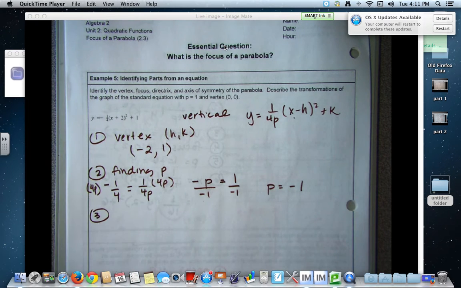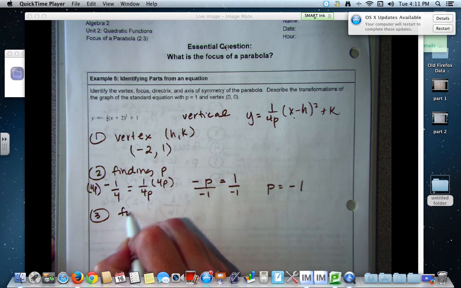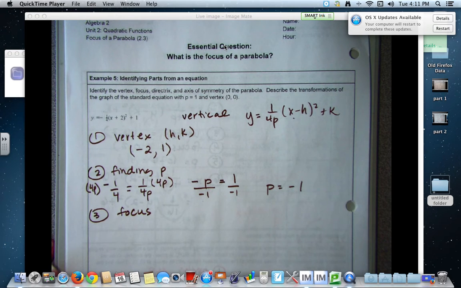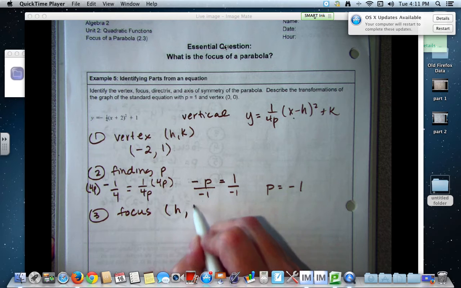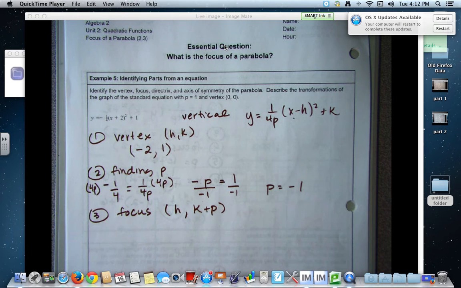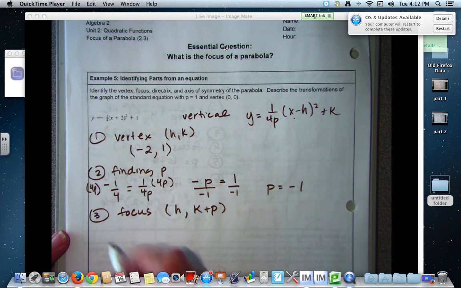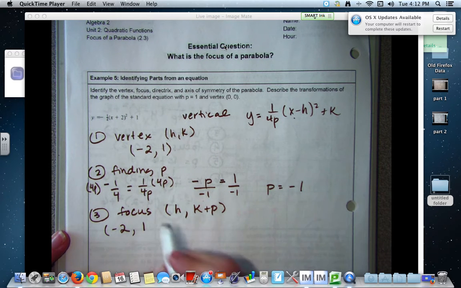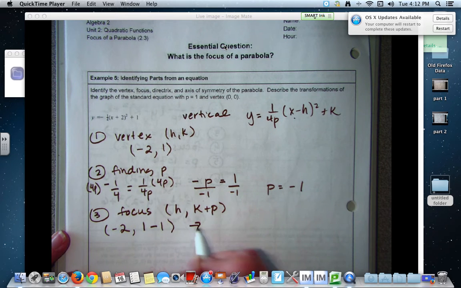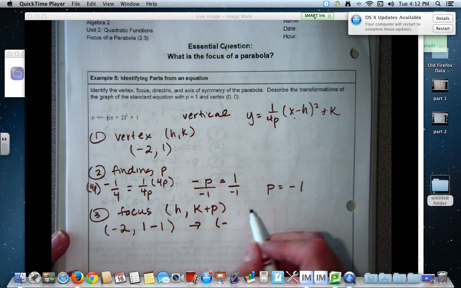Next thing, focus. So the focus is h and k plus p. So we know our h value is negative 2, and for k plus p, we know our k is 1, and our p is minus 1. So when we simplify that, that gives us negative 2 and 0.